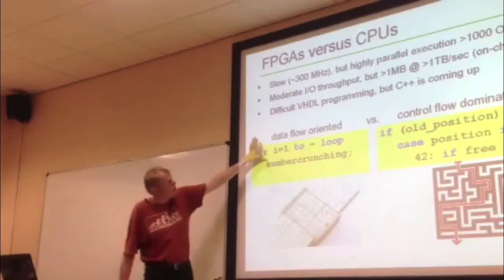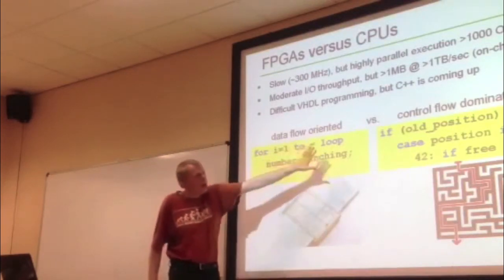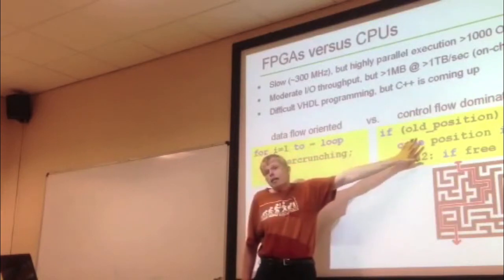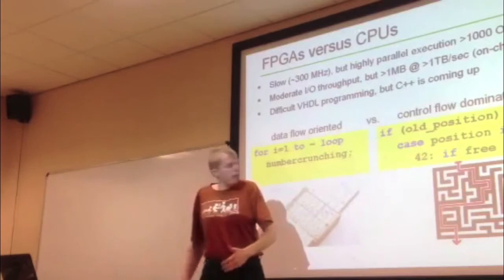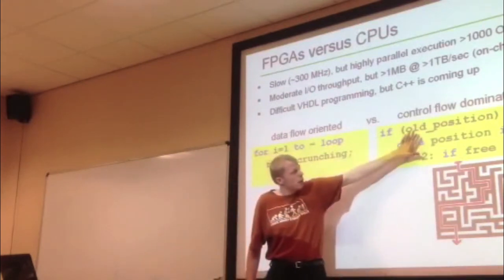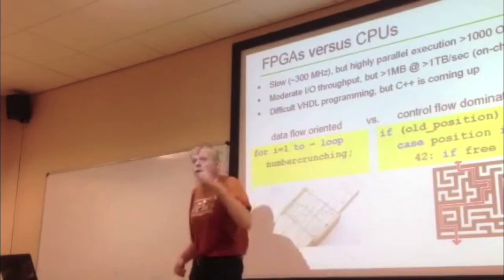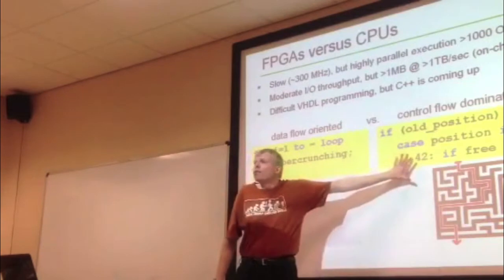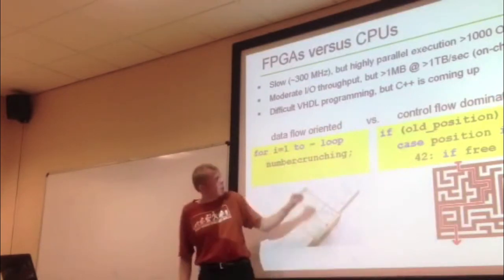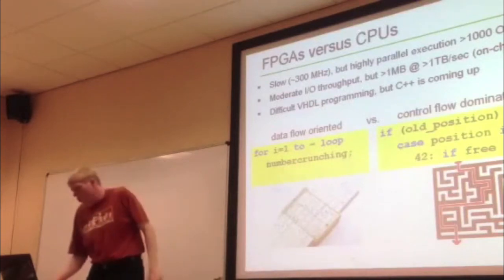They are very good for number crunching problems that are data flow oriented. They are not that good for control flow dominated stuff. Still, you can put a processor, for example, on them, and you could execute anything. But let's say you have an operating system kernel with lots of if-then-else constructs, then this is something that fits a CPU better. But if it's something like dumb number crunching, that's perfect for an FPGA.